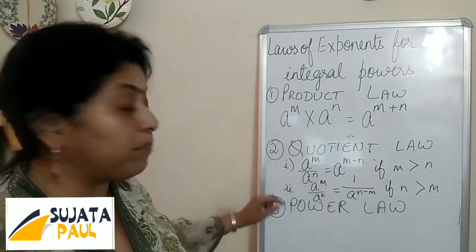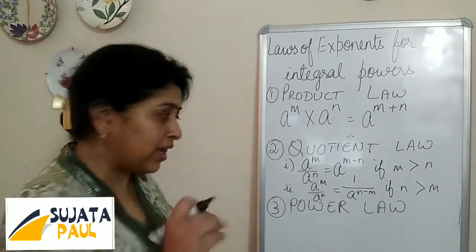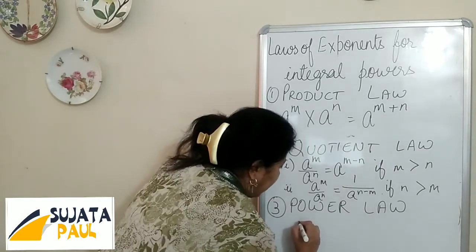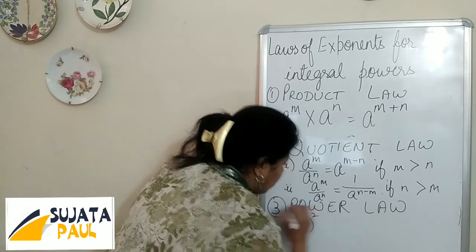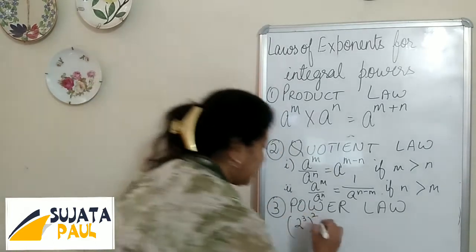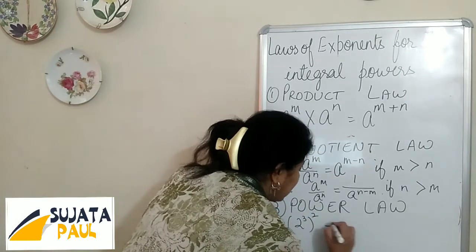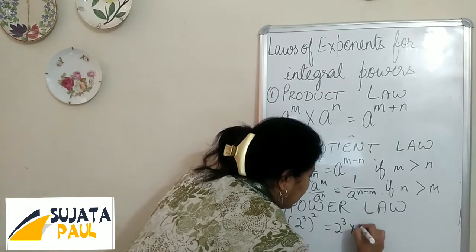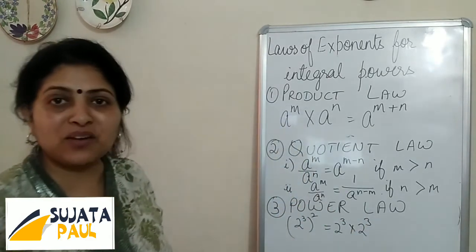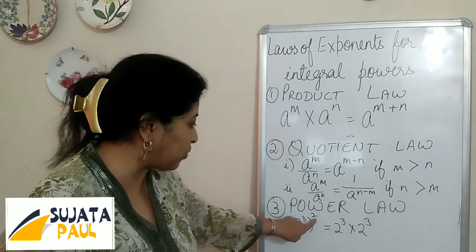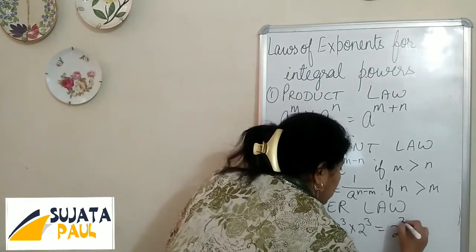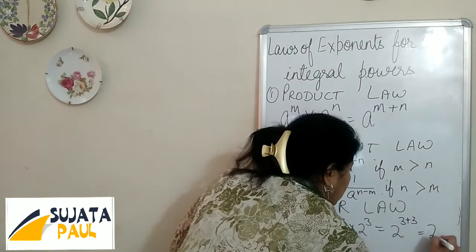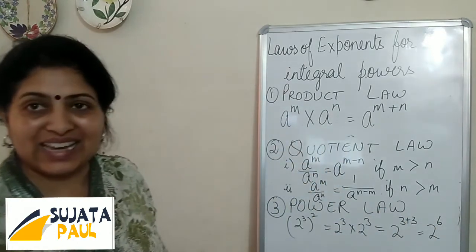Now let's go to the third one. The third one is the power law. Very simple. If I have, for example, 2 raised to the power of 3 raised to the power of 2, how will I write it? I will write this as 2 raised to the power of 3 into 2 raised to the power of 3, because it is the square of this, right? And then it can be written as 2 raised to the power of 3 plus 3, which is equal to 2 raised to the power of 6.